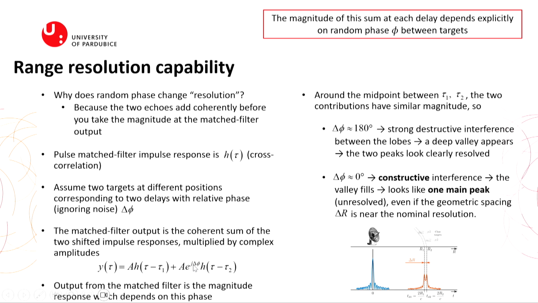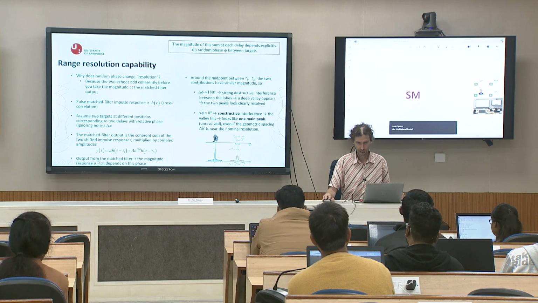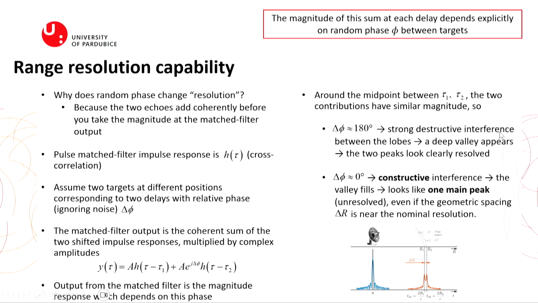So in some cases, yes, you can easily recognize them. In some cases, no, you can't recognize them because they will be summed together, since it depends on phase. So if our phase is 180, it is strong destructive interference between the lobes, and there will be a deep valley between them, and we don't have an issue. And if the phase is 0, it is constructive interference, and you will see one main lobe.